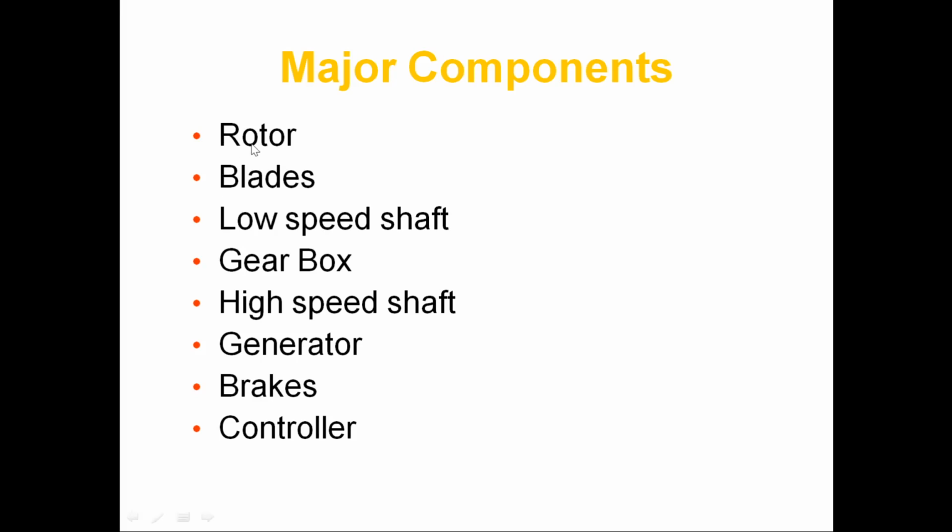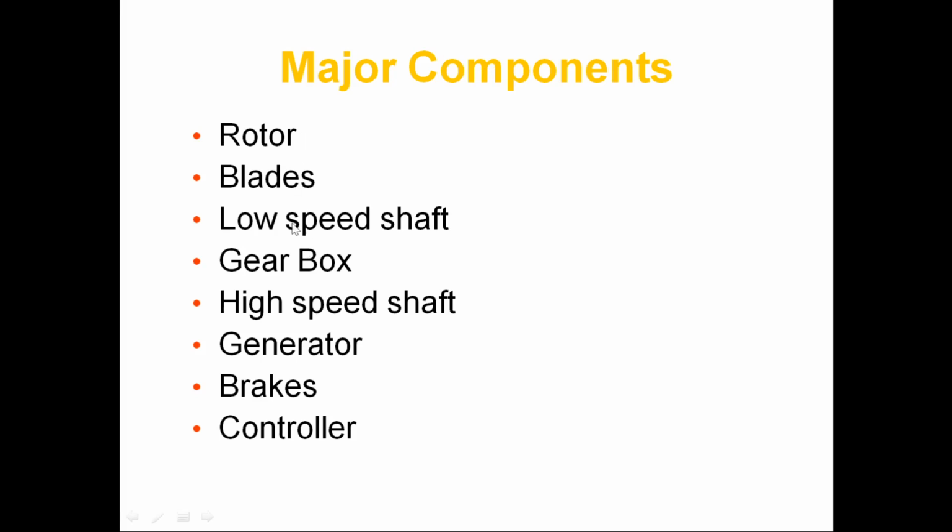So, in short, you can note down the various components. There should be a rotor on which the blades are mounted, 2 or 3 blades, then a low speed shaft and a gearbox. A gearbox is placed between the low speed shaft and high speed shaft, and the generator is mounted on the high speed shaft. The rotor is mounted on the low speed shaft.